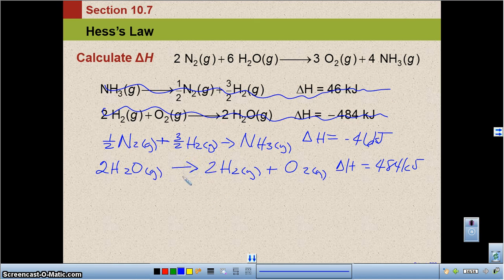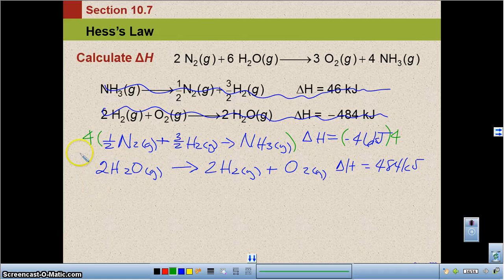Okay, so now I look at it and say, okay, can I cancel things out and add things together to where I can come up with this reaction? So I look at it and I want 2 N2, and I notice I have 1/2 N2. So I can do this as long as, and you did this in the assignment today too, as long as you do the same thing all the way through, you're okay. So I want 2 nitrogen, so I'm going to multiply this entire reaction by 4, because 4 times 1/2 is 2. And if I do that there, I also have to multiply this delta H by 4.